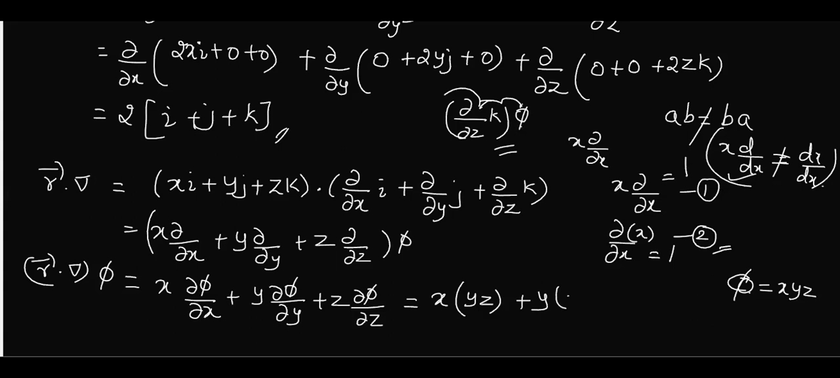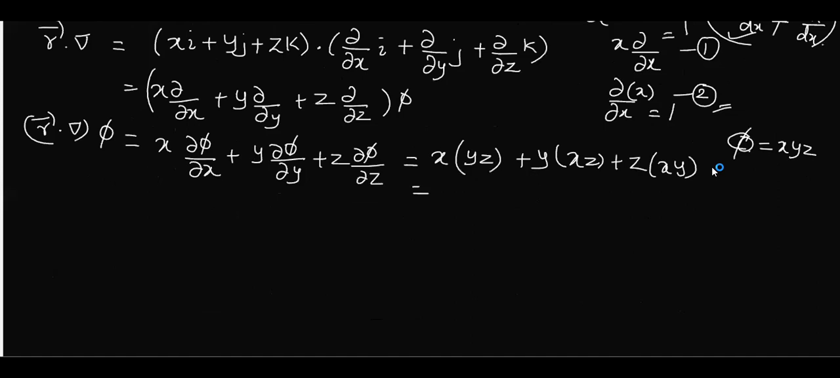Xz. And again z as it is, the derivative of phi with respect to z will be only xy. What is the simplified part of this? 3xyz. Done. So what do we have to take? Will you find this quantity and tell me?